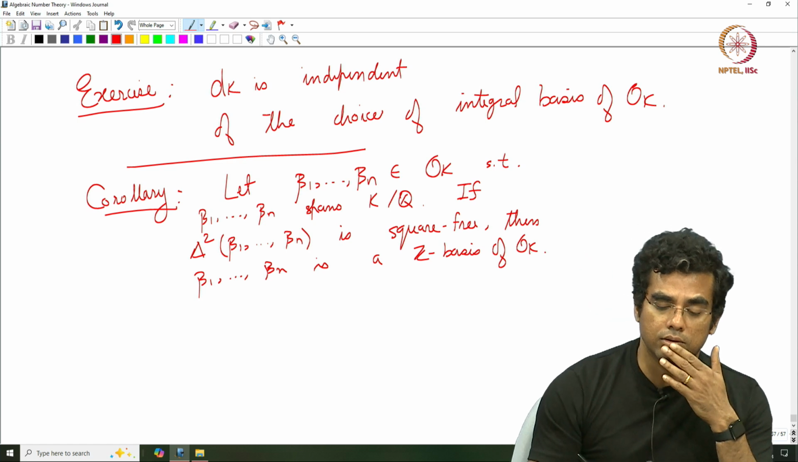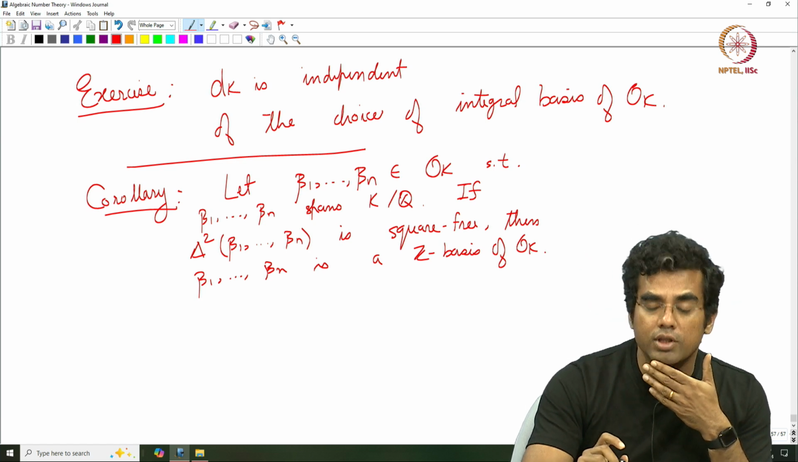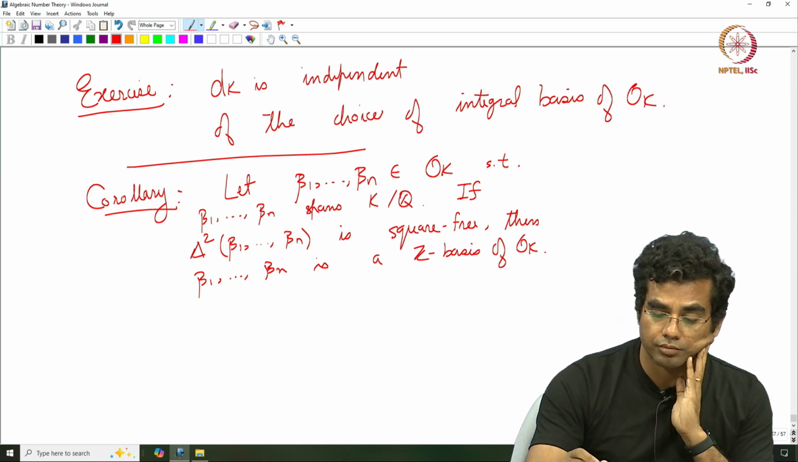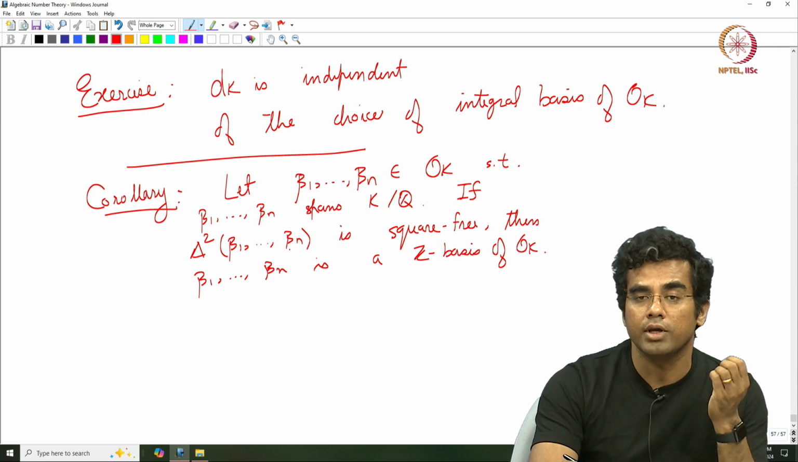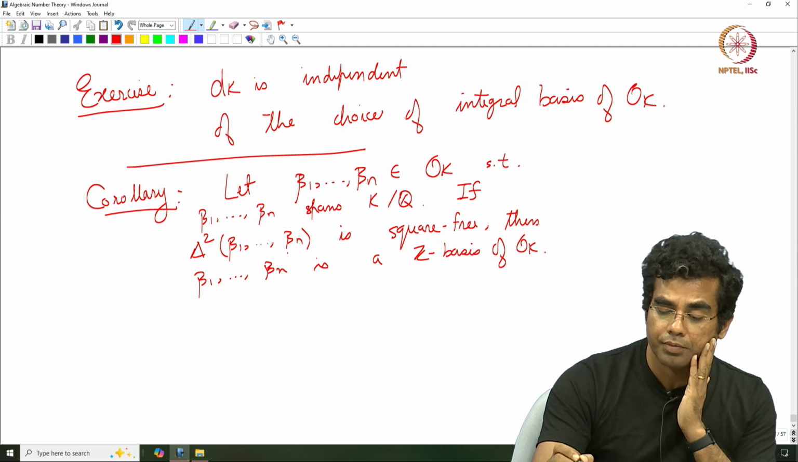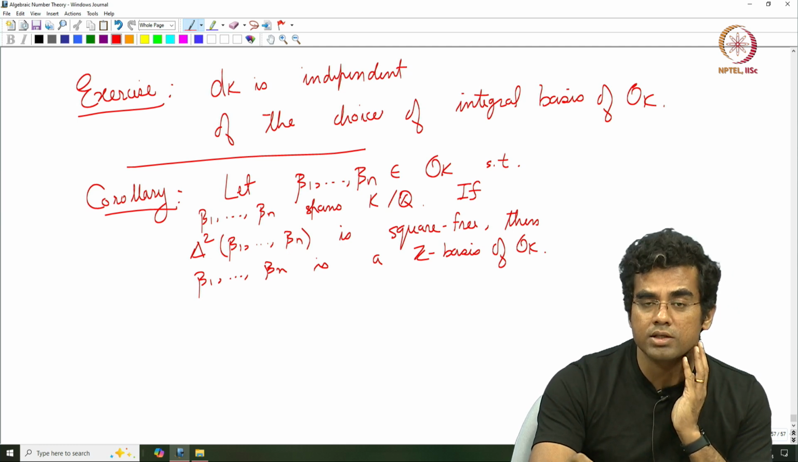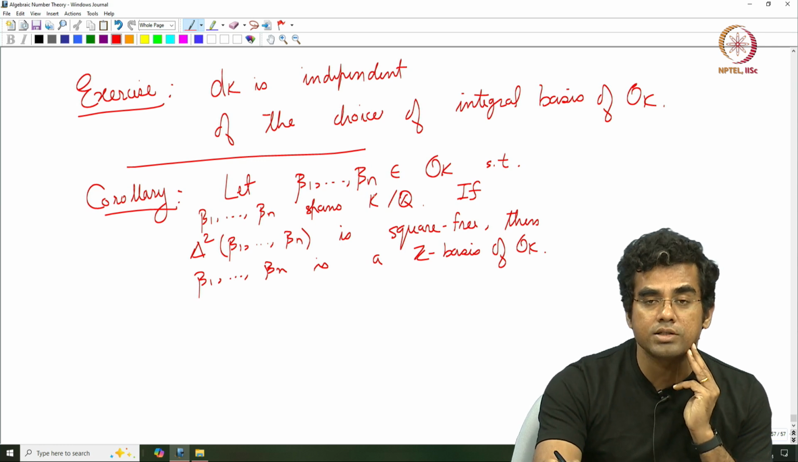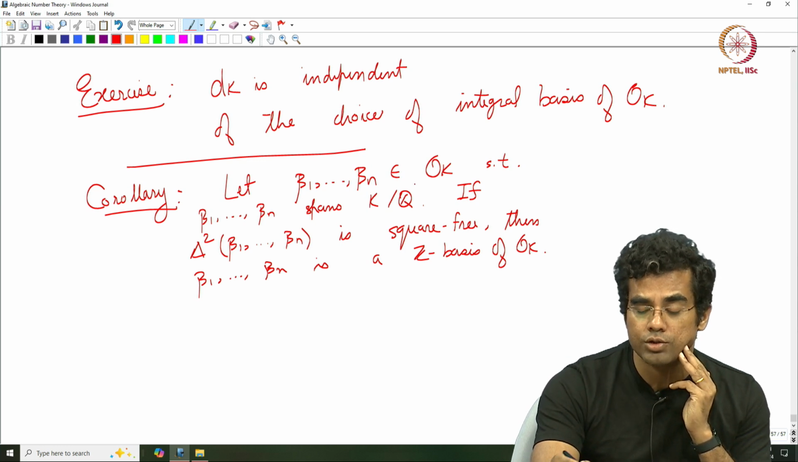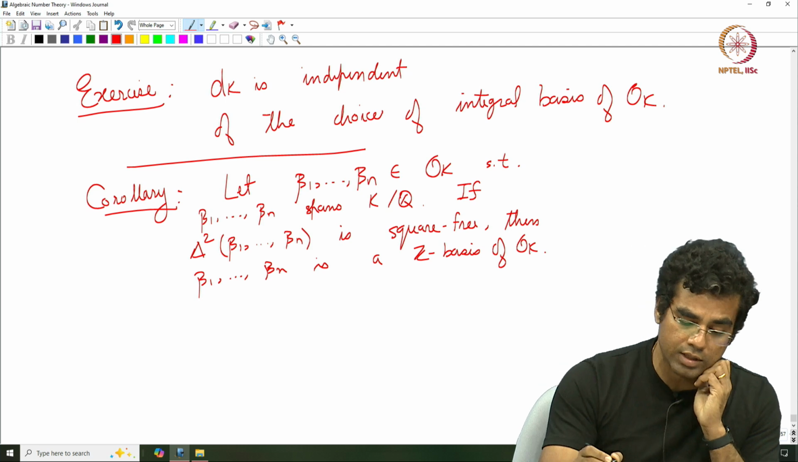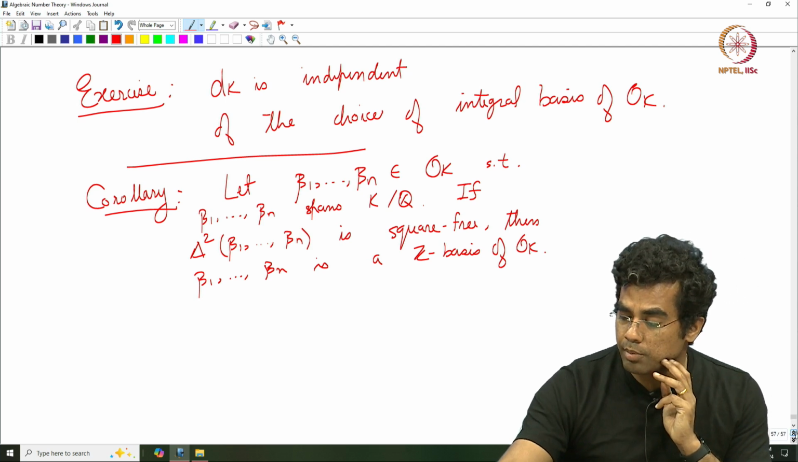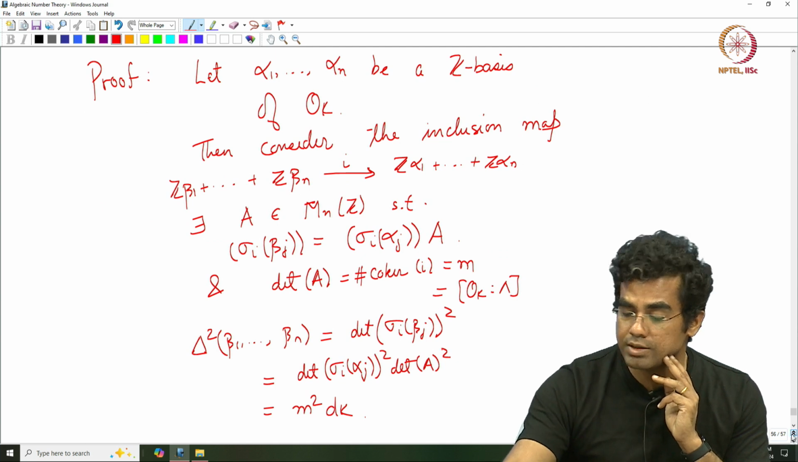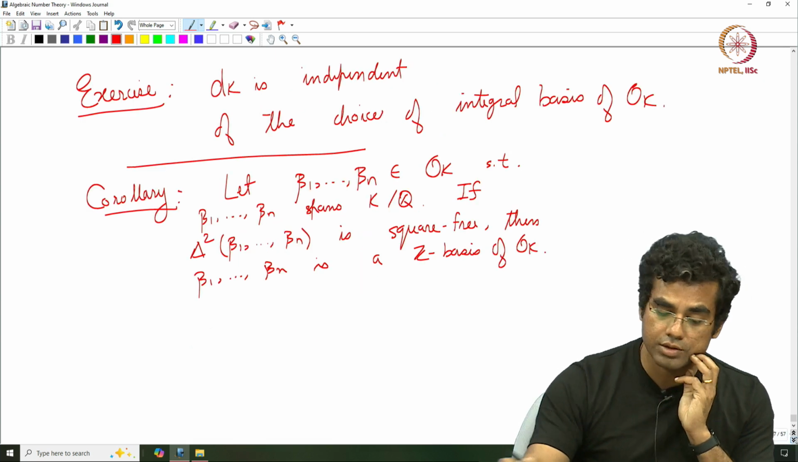All right. So, if you compute this for some Q basis of K and it turns out to be a square free integer, then this beta 1 up to beta n is also an integral basis of O_K. But remember that these beta i's have to be in O_K first. You cannot just do it for elements of K that are not necessarily in O_K. So, this corollary is easy because m here can only be 1 in that case. Okay. So, this corollary is easy.